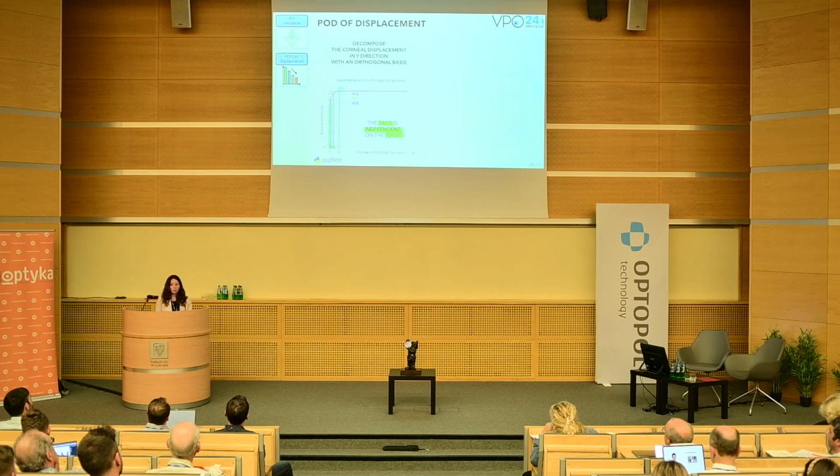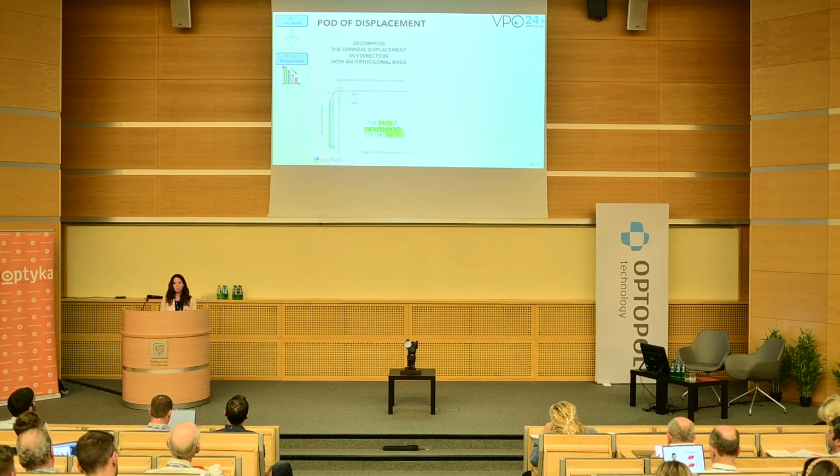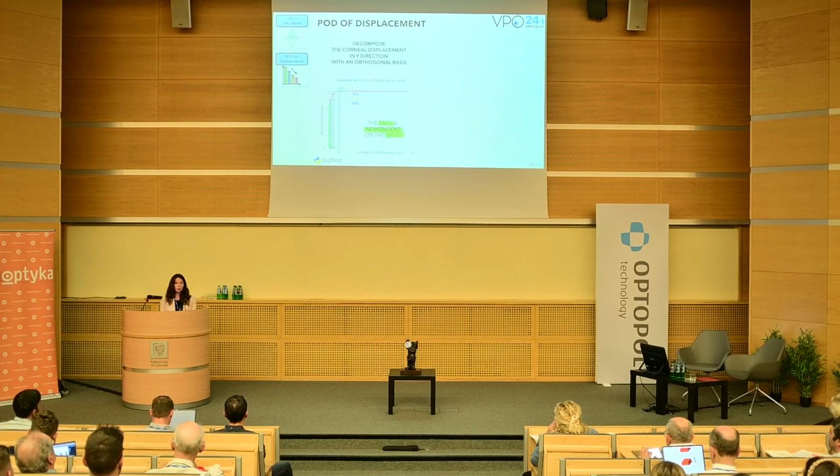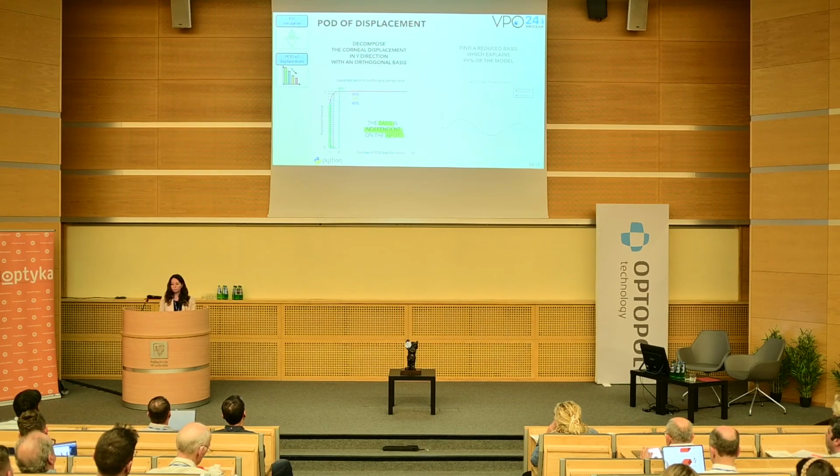We used this technique called proper orthogonal decomposition, in which the results are approximated by a basis, and we have chosen a reduced basis that is able to describe 99% of the model. In our case, only 8 bases are sufficient to describe 99% of the variability of the model.